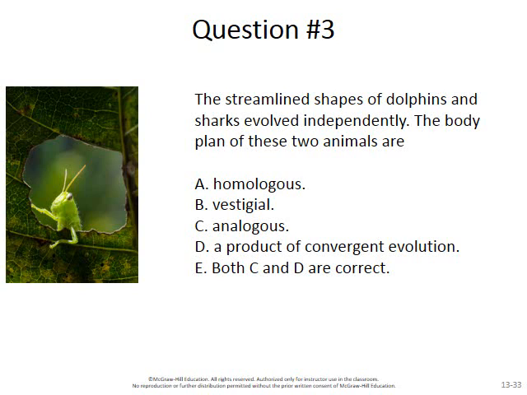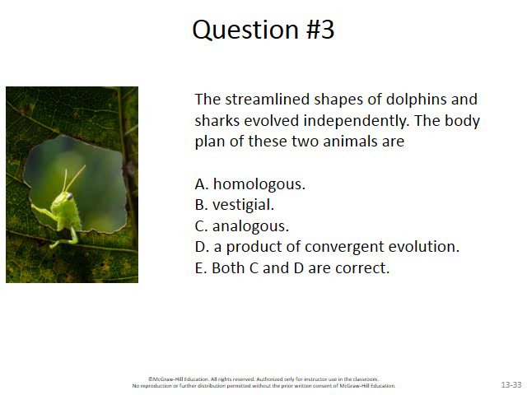The streamlined shapes of dolphins and sharks have evolved independently. The body plan of these two animals are: homologous, vestigial, analogous, a product of convergent evolution, or both C and D. So I guess you have to have some background here. You have to know a little bit about dolphins and sharks. Dolphins are mammals. Sharks are fish.